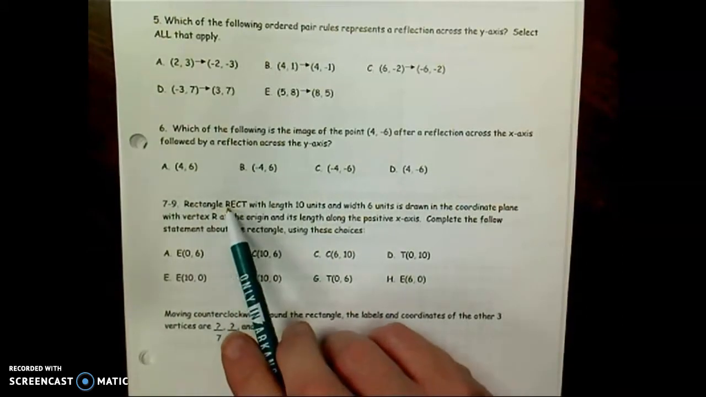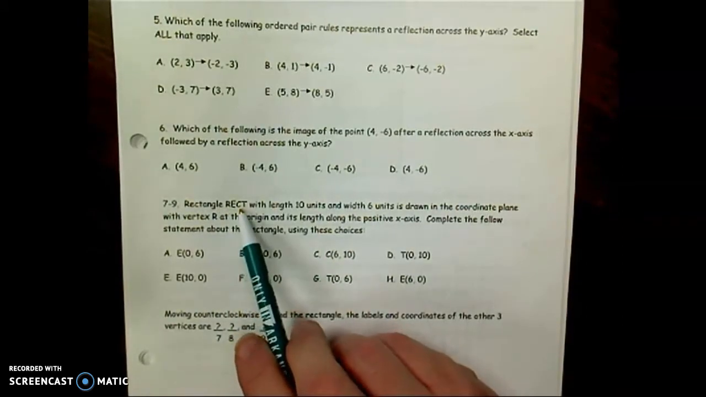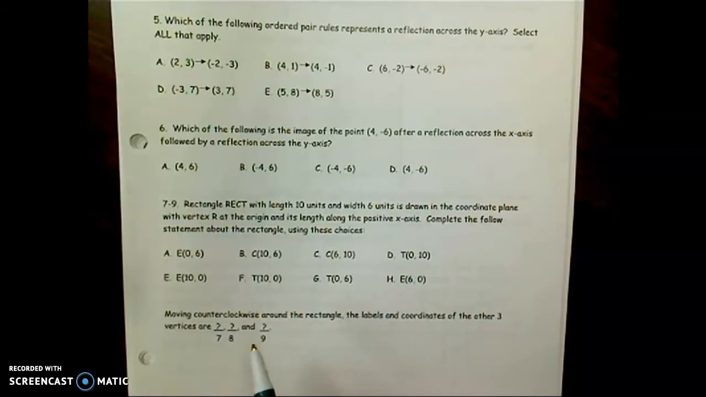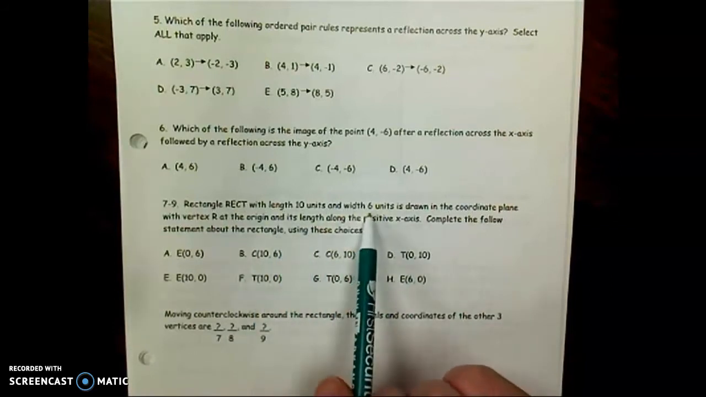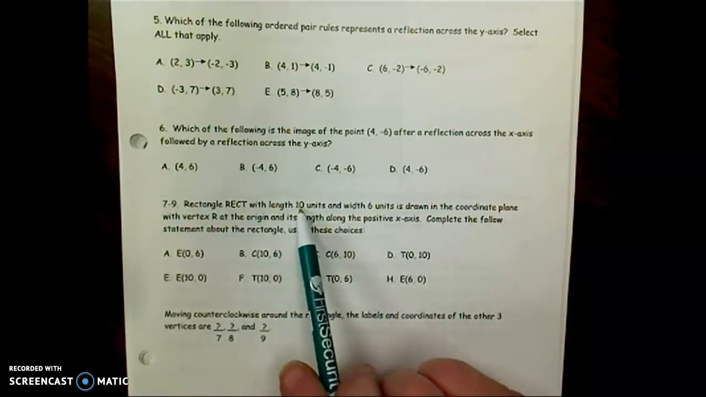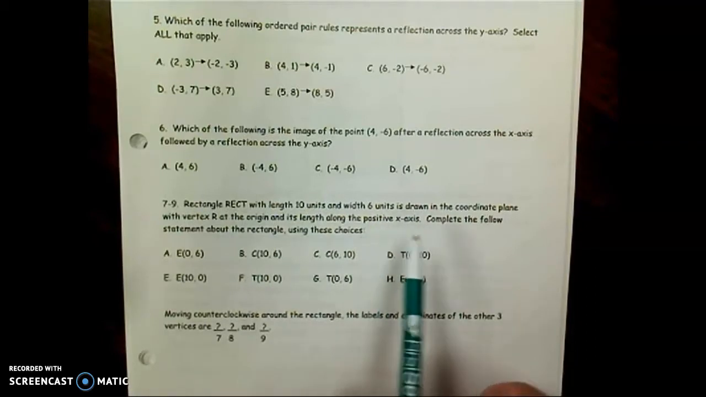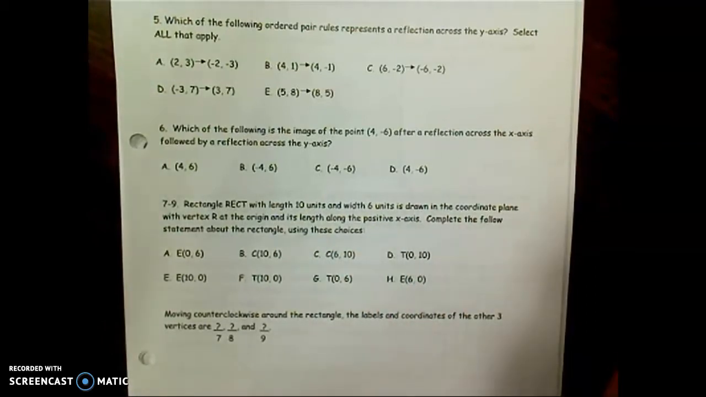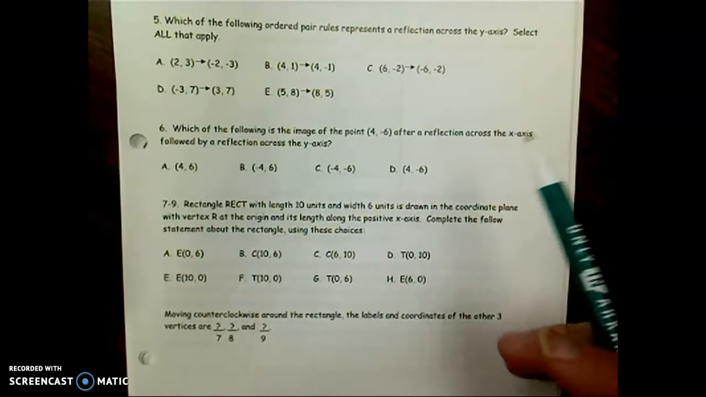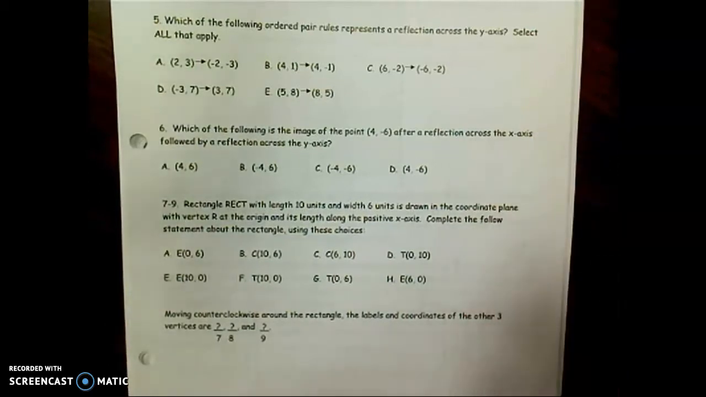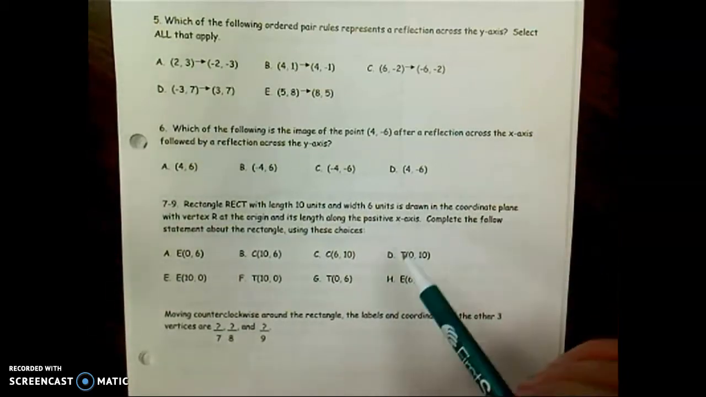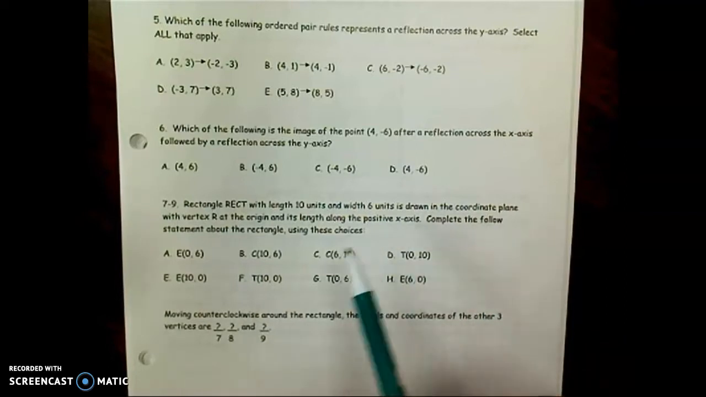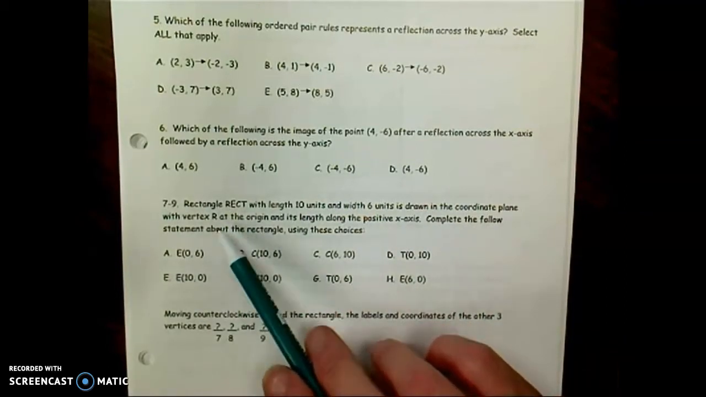When it names it RECT, those are the 4 vertices of the rectangle. It gives you the length and width of the rectangle. Length is typically the longer of the 2 sides. There's 4 sides, but the opposite sides are congruent. So the length are the 2 long sides and the width are the 2 shorter sides. It tells you to draw it in the coordinate plane with point R at the origin.